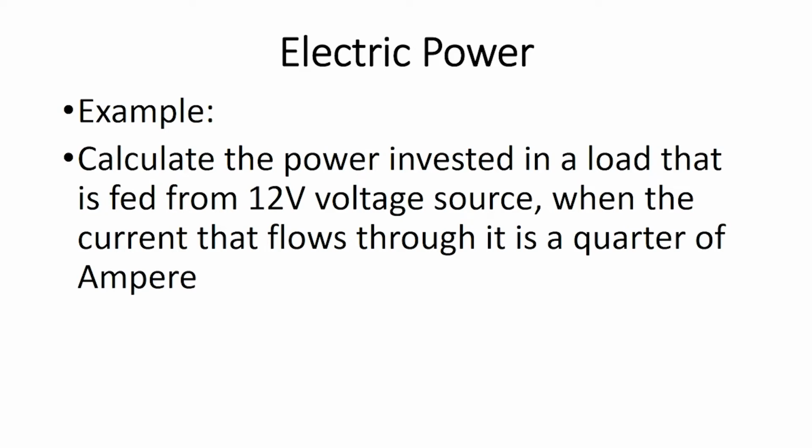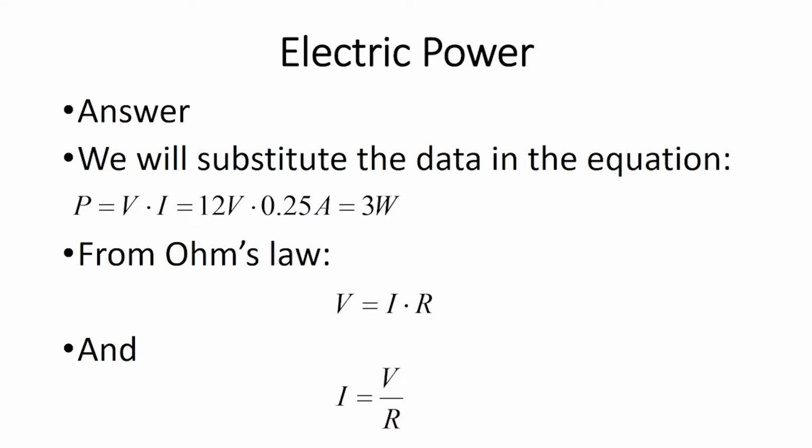Example: calculate the power invested in a load that is fed from 12 volt voltage source when the current that flows through it is a quarter of ampere. Answer: we will substitute the data in the equation. P equals V times I, which is equal to 12 volts times 0.25 amperes. That gives 3 watts.